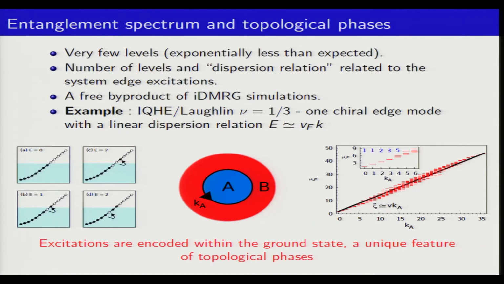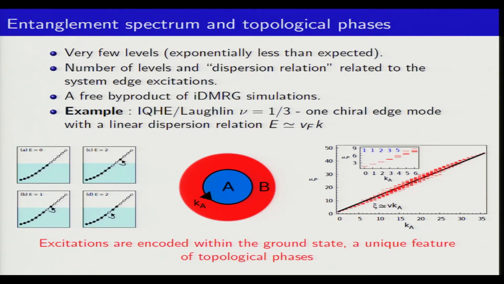This is what you observe here. These are the entanglement energies as a function of the momentum along this virtual cut here. And you see this very nice linear dispersion relation, which is exactly what you expect for a chiral edge mode. But it's not only the dispersion relation. If you count how many levels you have per momentum, it exactly matches the prediction that you have here. So that's one of the very neat features of these topological phases and more generally of topological order. The excitations are already encoded within the ground state. Remember, here it's a calculation where you start from the ground state of the system. And still you're able to extract information about the edge excitations.